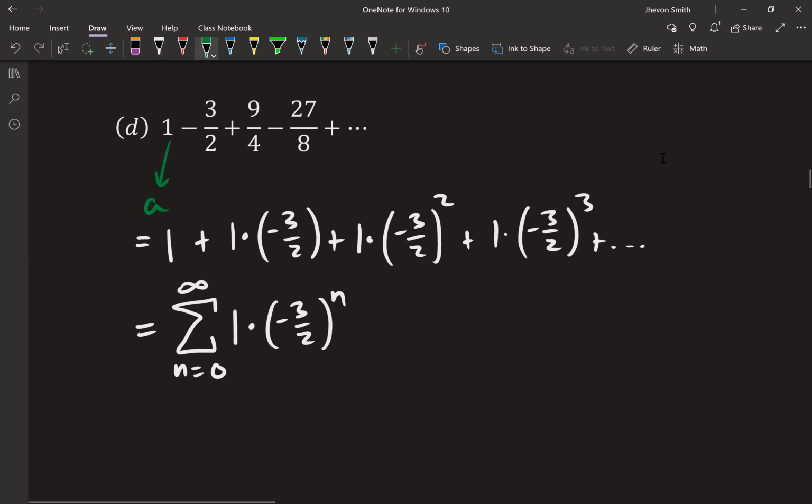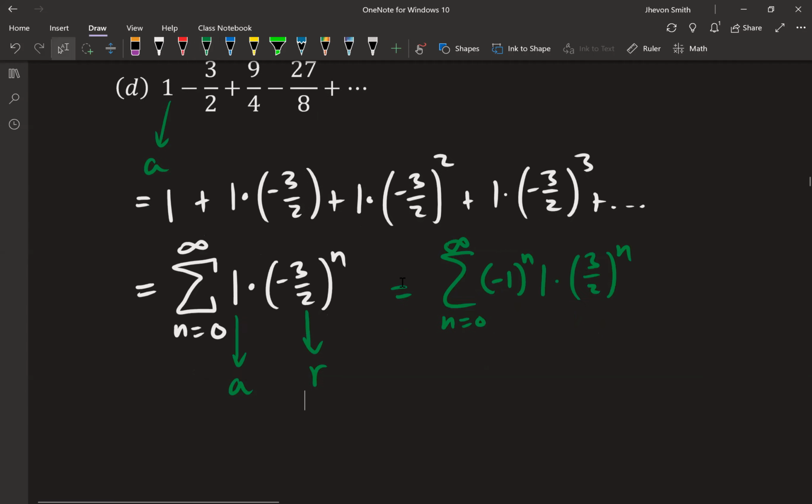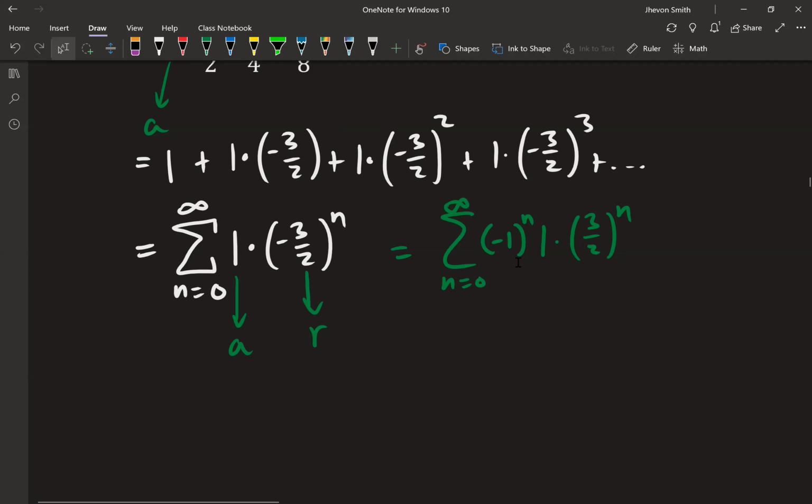And yes, this is equal to, I could think of this as minus 1 to the n, 1 times 3 over 2 to the n as well. But that's a little bit more complicated than I'd want to think about it, though it is actually true. You can just alternate the signs with a minus 1 to the n. However, here, the A is 1, and the R is minus 3 over 2. Which is what Jason said.